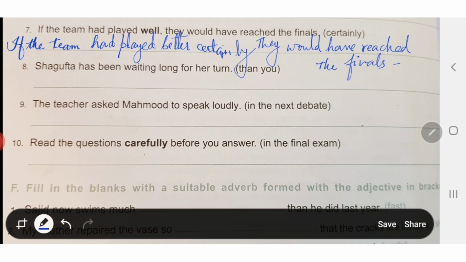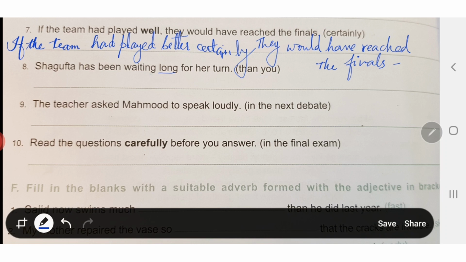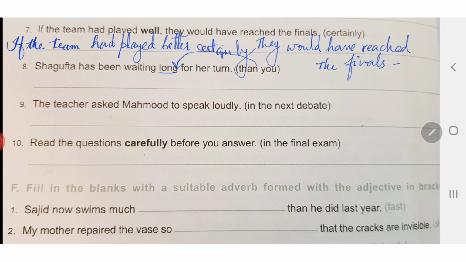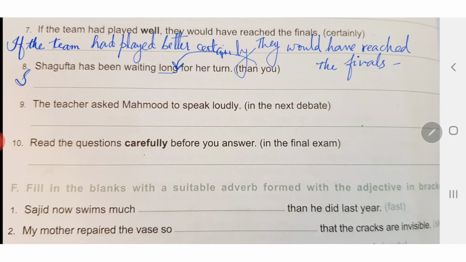Okay, number 8, the answer should be, Shagufta has been waiting long for her turn, then your bracket says then you. So this is the adverb. What kind of wait did she do? Long wait. She waited for more time. So what is the second degree of long? This adverb will be changed into second degree to become longer than you for her turn.